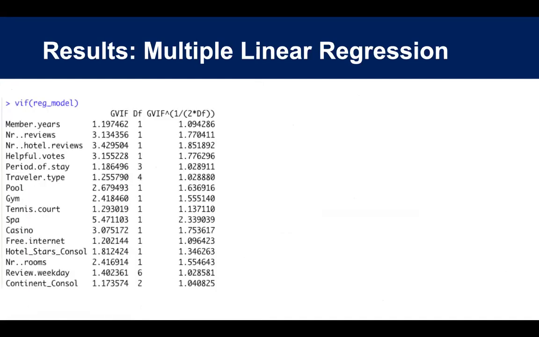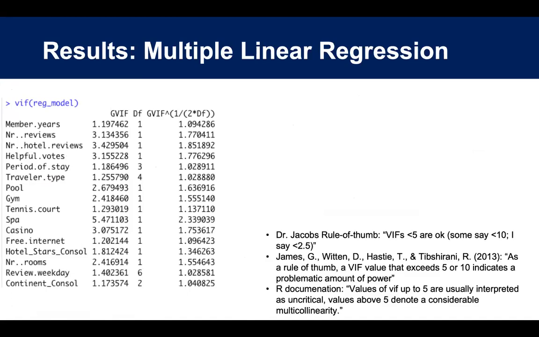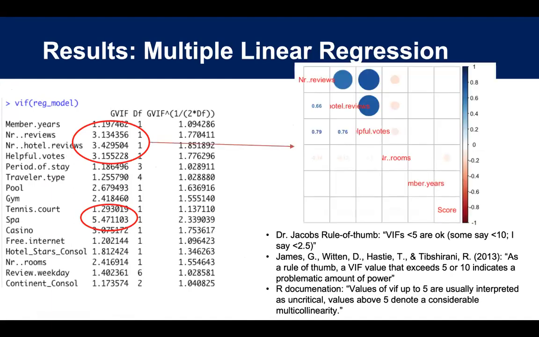So I do have, though, some potential issues in terms of multicollinearity. So we have some rules of thumb here, but I can see here that there are some larger values for certain variables. And the numeric values I can actually test here. So this is actually a correlation matrix. So I can see here, though, that the number of reviews and number of hotel reviews, and also number of helpful votes, these are all highly positively correlated variables.